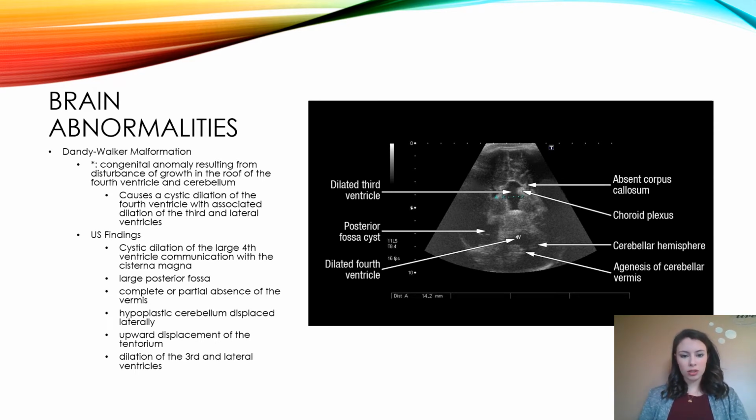And in this picture, you can see right here is the third ventricle, and it's very dilated. There's no corpus callosum. Right there's some chorioid plexus. And then down here, there's no vermis, dilatation of the fourth ventricle, and displacement of the cerebellar hemisphere.